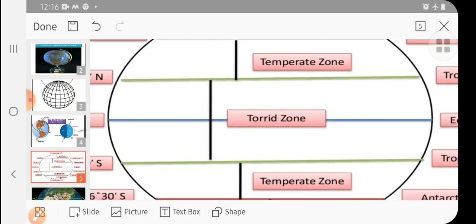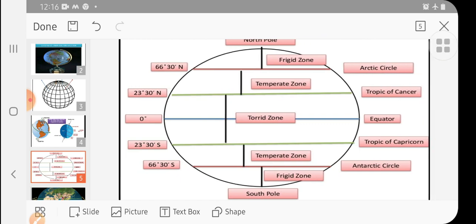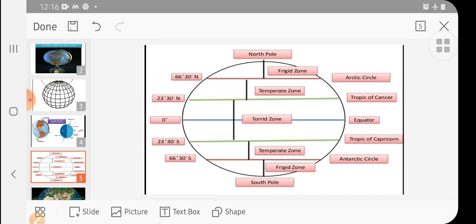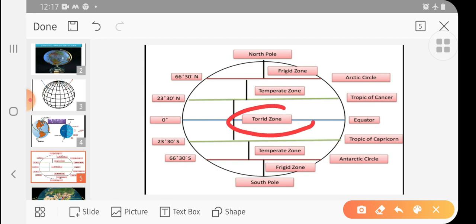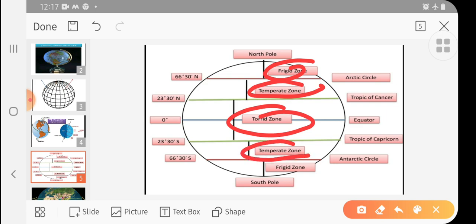After that, we know that to understand the temperature of the earth, we divide the earth into three zones. They are the torrid zone, temperate zone, and frigid zone. Simultaneously in the south, the temperate zone, then the frigid zone. In the south pole we've discussed.